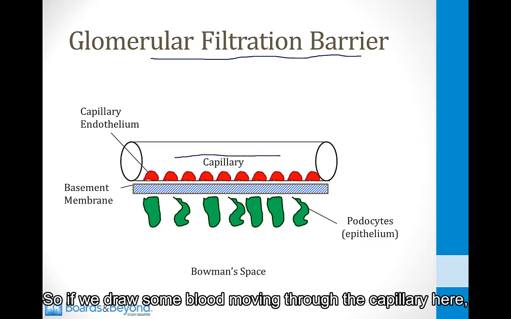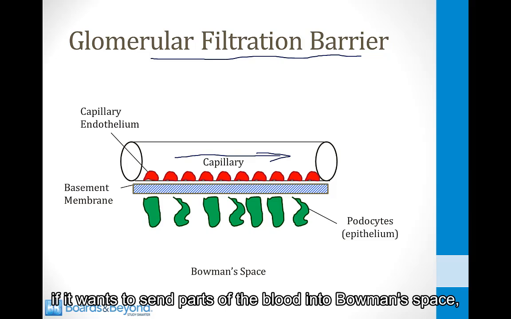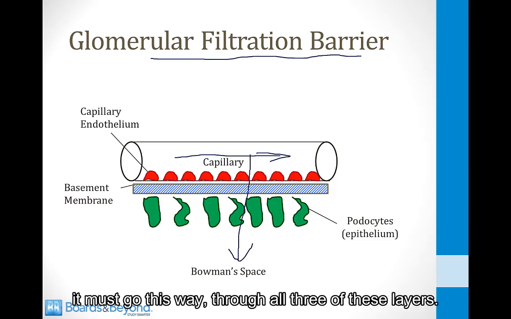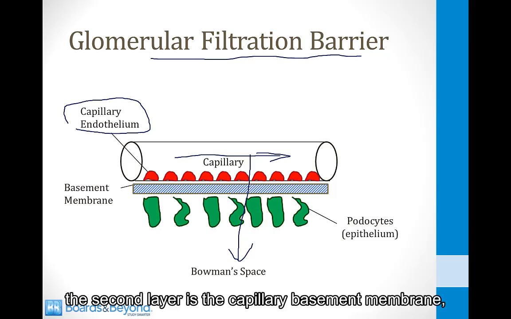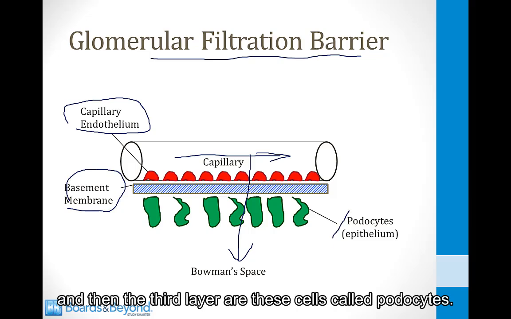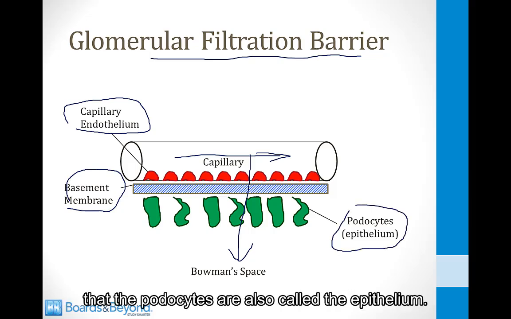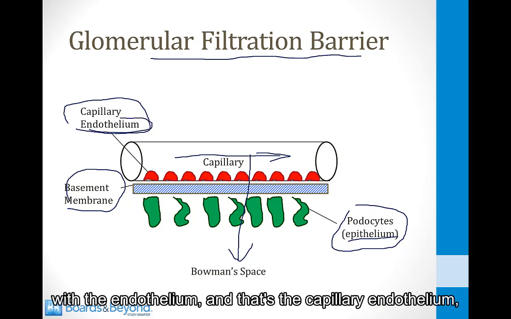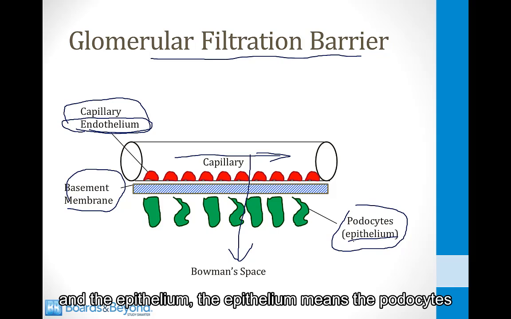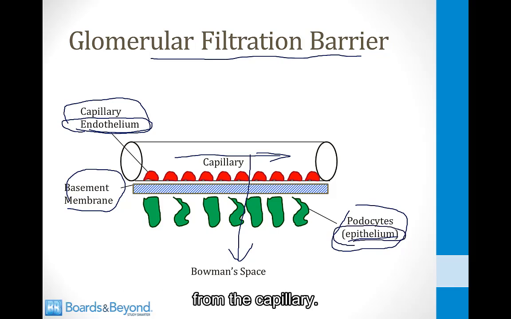So if we draw some blood moving through the capillary here, if it wants to send parts of the blood into Bowman space, it must go this way through all three of these layers. The first layer is the endothelium of the capillary. The second layer is the capillary basement membrane. And then the third layer are these cells called podocytes. It's very important to know that the podocytes are also called the epithelium. So you will hear in glomerular diseases about problems with the endothelium, and that's the capillary endothelium, and the epithelium. The epithelium means the podocytes on the other side of the basement membrane from the capillary.